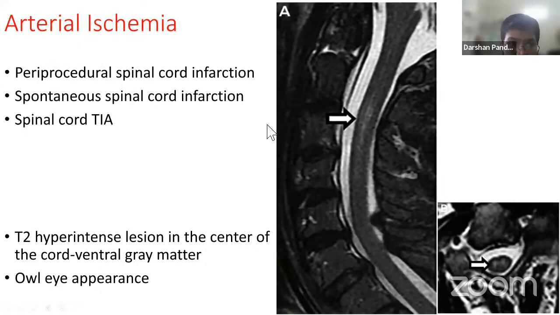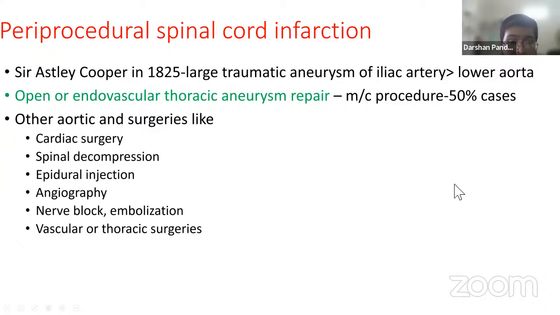Arterial ischemia can be periprocedural, spontaneous infarction, or a spinal cord TIA. Here, as you can see, there's a hyperintense lesion in the center of the cord involving ventral gray matter, and here there is an owl-eye appearance. Periprocedural was first described by Sir Astley Cooper, with a large traumatic aneurysm of the iliac artery. Most commonly, it is caused by open or endovascular thoracic aneurysm repair, in 50% of cases. Other surgeries, cardiac, aortic, angiography, nerve blocks, and epidural injections can also lead to it.